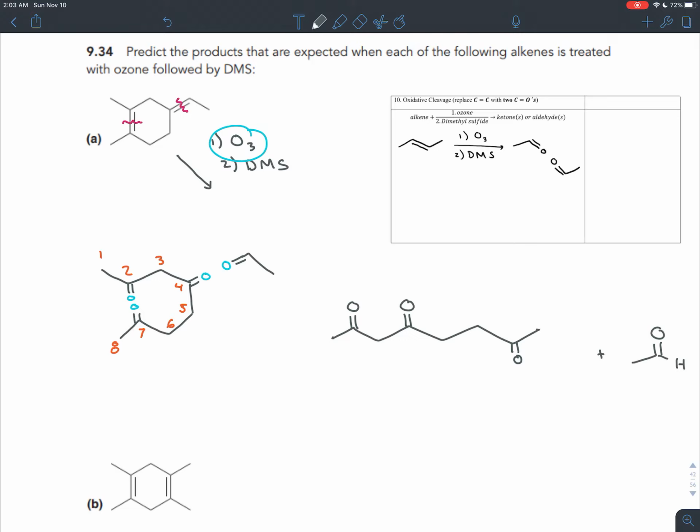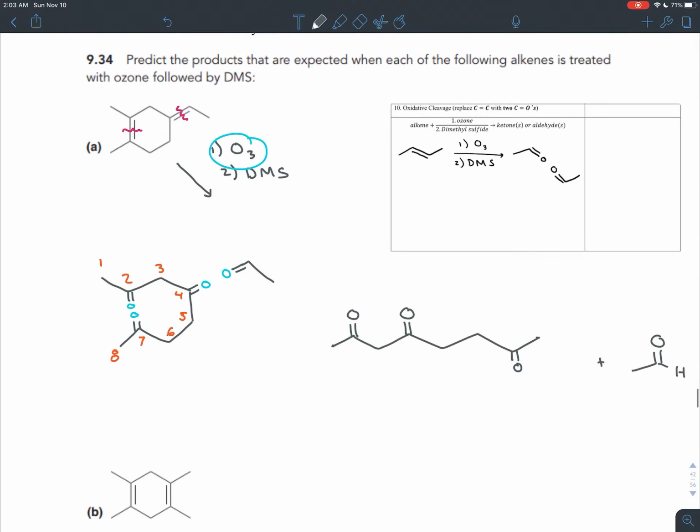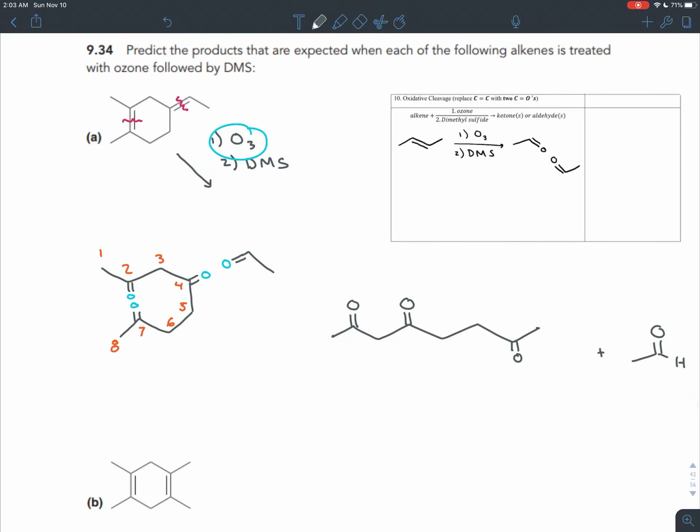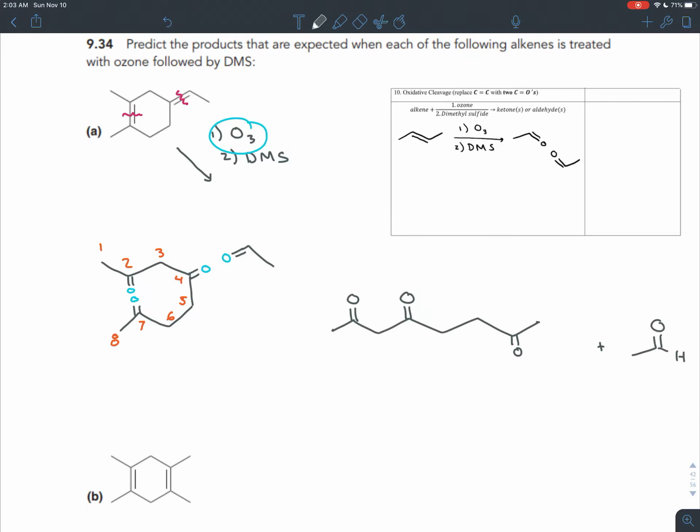So you're using ozone to break apart double bonds. This is the only reaction in this chapter where you're not just adding 2 things onto the double bond. You're breaking apart the double bond and replacing it with double bonds to oxygens. And you'll make either aldehydes or ketones.